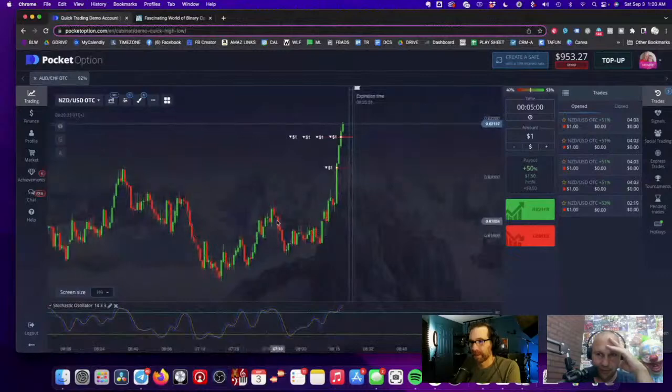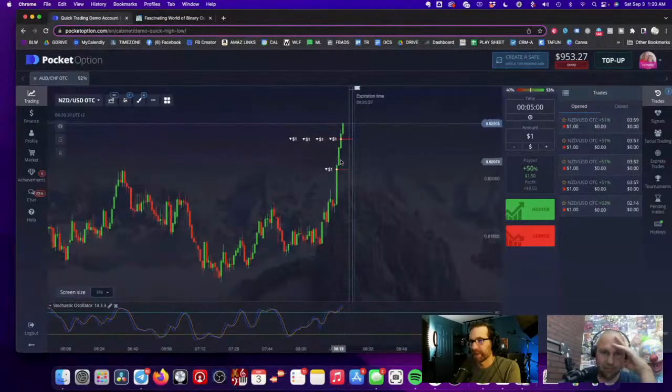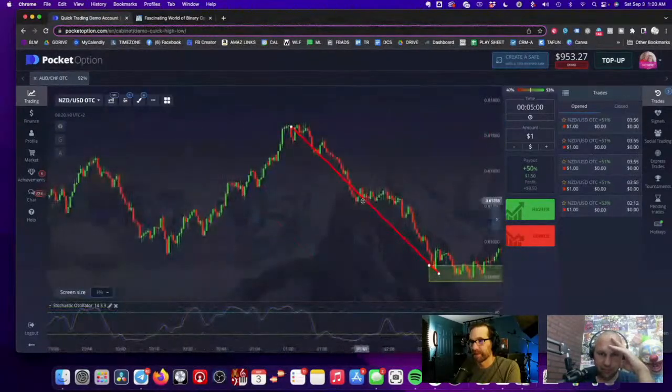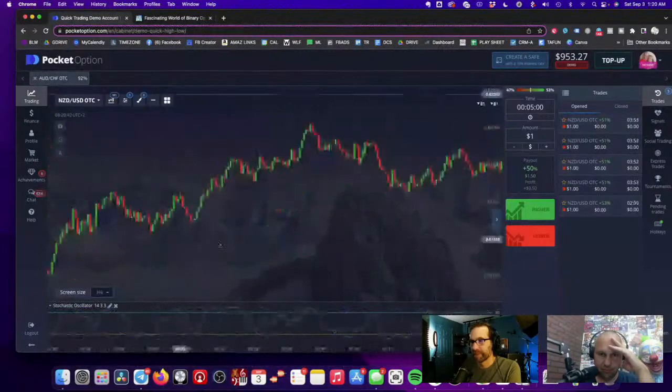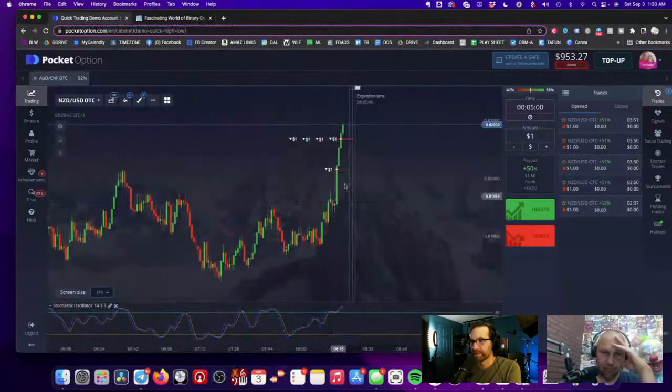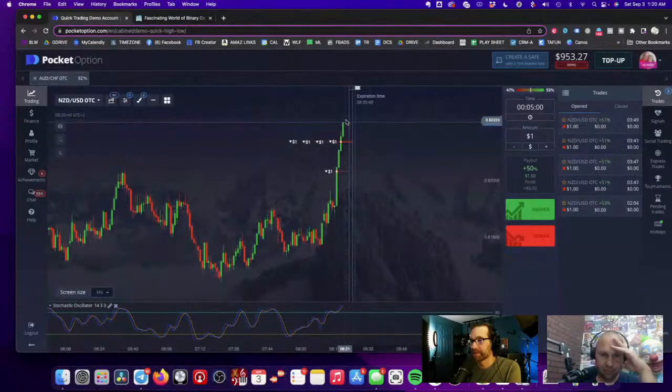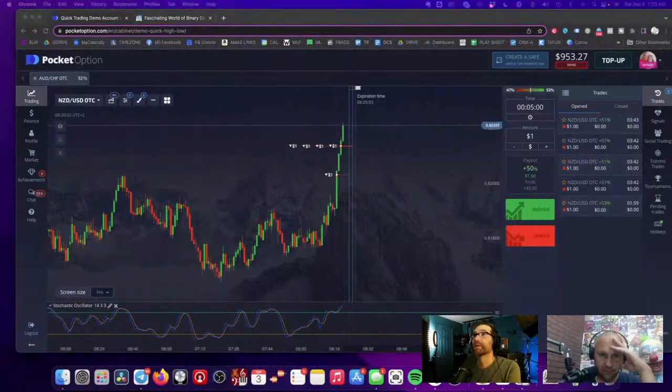So I'm not sure why this just broke totally out of there. It has to come back, but I don't know. Maybe it doesn't have to. Maybe this is setting up another level way up here. Probably setting up another level. What chart are you on? NZD USD.